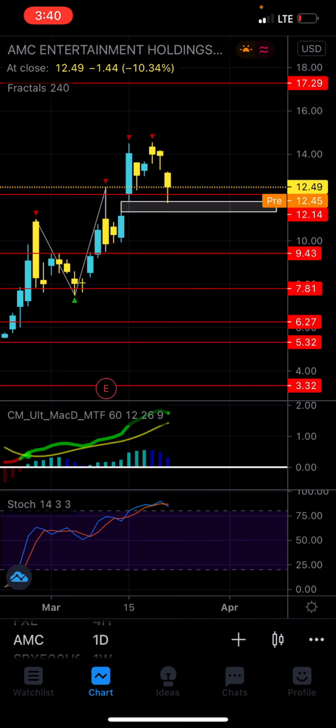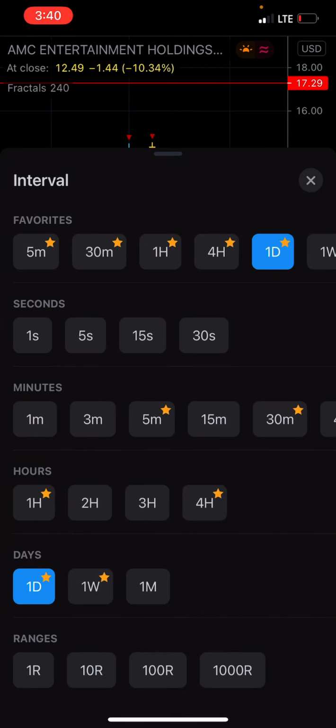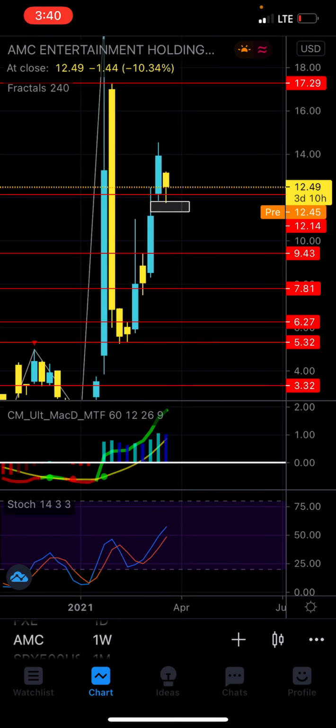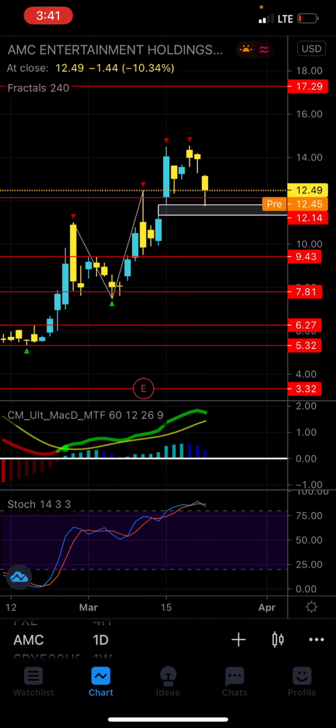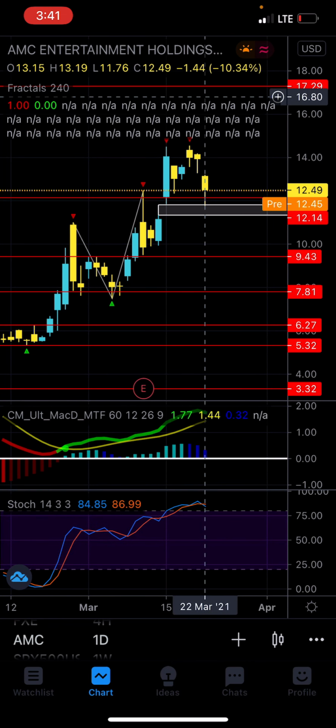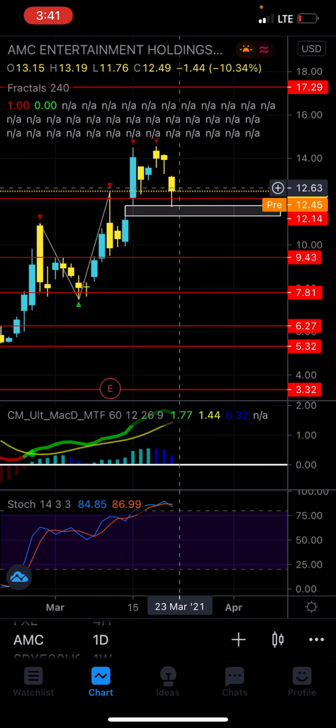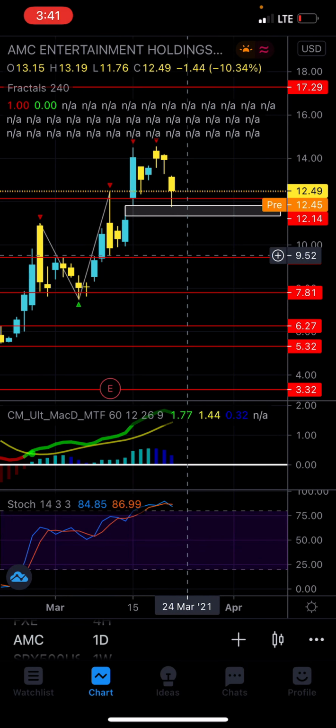I might be wrong, but just looking at straight TA, it does look like we're going to be going back down to $9.43. We can definitely bounce off this level and shoot all the way up, or we could bounce down, close here, and then go all the way down to 943.